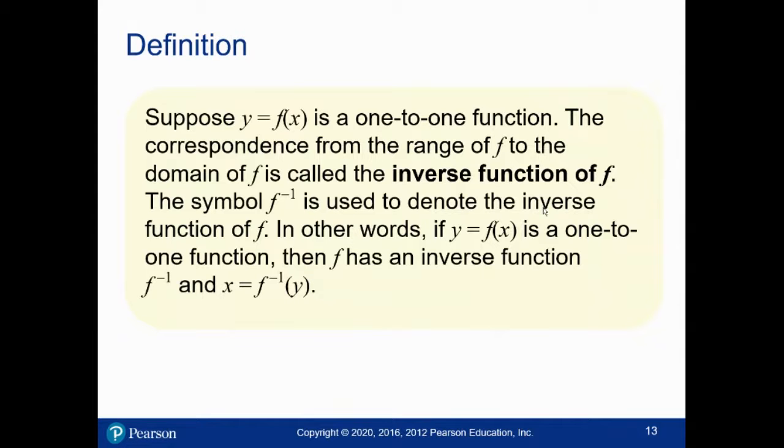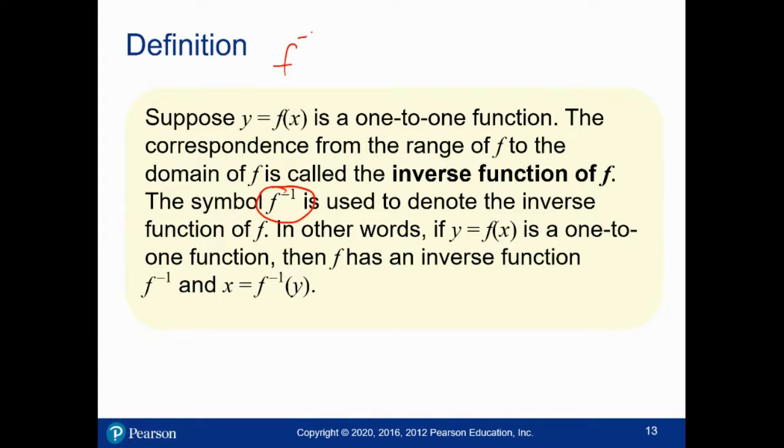Because there was only one input corresponding to each output, if I know what I got out, I can figure out what I put in to get there. And that process of going from the output back to the input is called the inverse function. Okay, so if you have a function f and it is 1 to 1, it has an inverse function, which we denote with an exponent of -1.